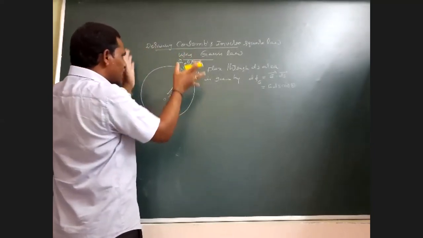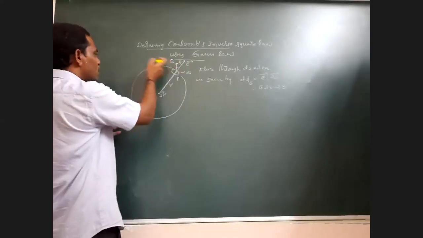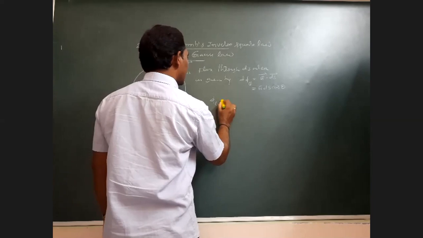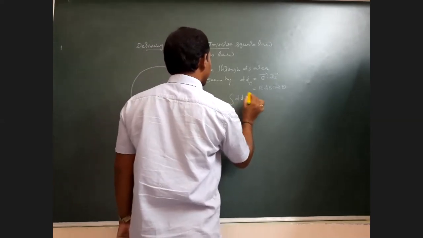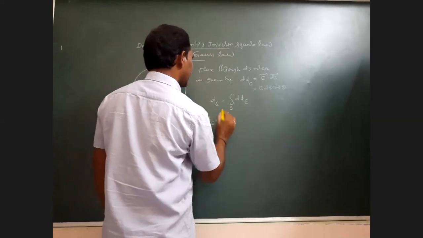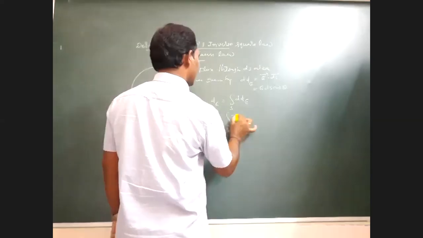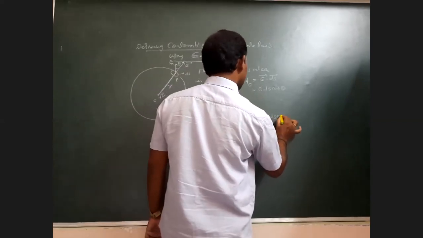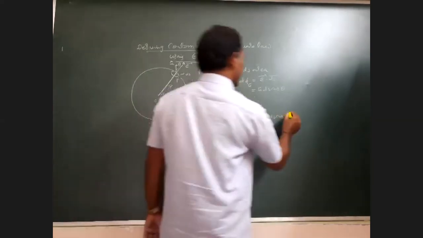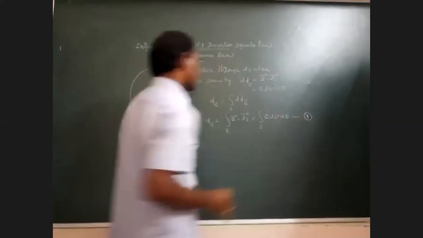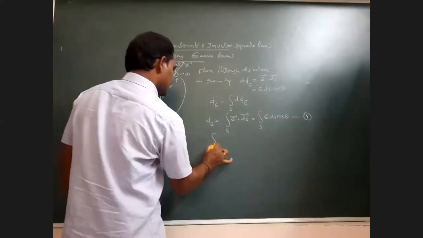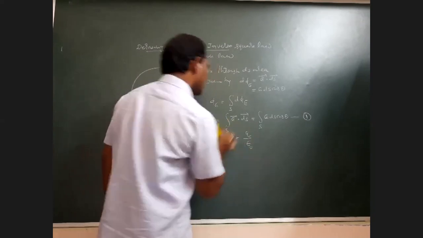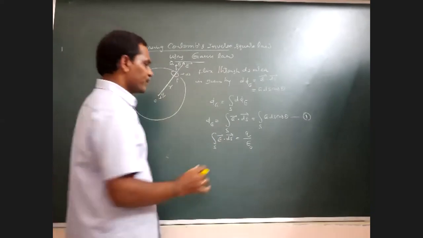Now consider the total spherical surface area. Then the flux through this total surface, phi E, is equal to the integral over S of E bar dot ds bar, which equals the integral of E ds cos theta. This is equation 1. According to Gauss law, the surface integral E bar dot ds bar is equal to 1 by epsilon naught times the charge enclosed by that spherical surface, Q. This is equation 2.